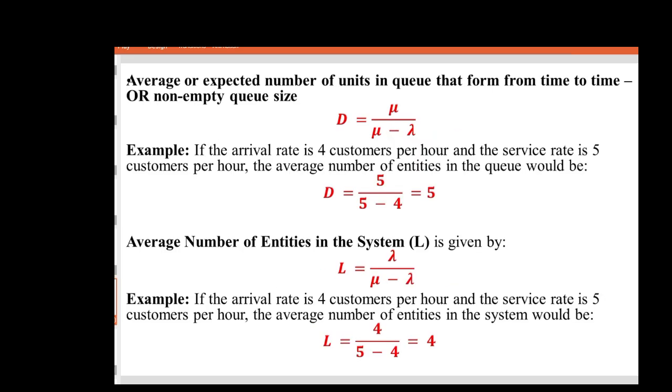Average or expected number of units in a queue that forms from time to time, or simply a non-empty queue: that size is determined by the service rate divided by the service rate minus the arrival rate, and that gives us 6 from our example. The average number of entries in the system is given by the length L equal to the arrival rate divided by the service rate minus the arrival rate. From our example, again, we have the length of the system to be 5.